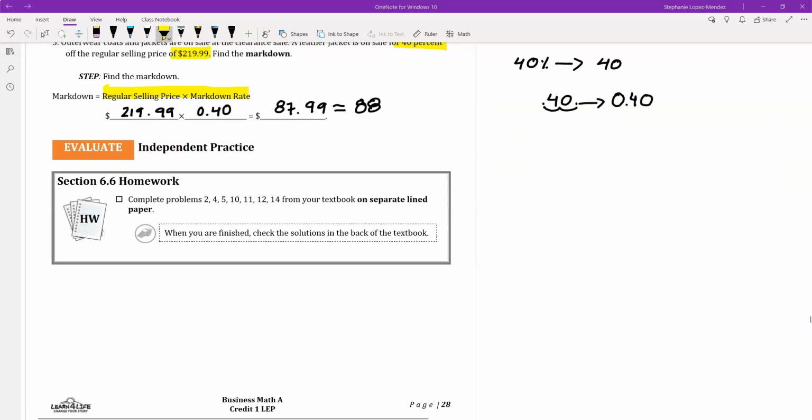Now go ahead and look for section 6.6 in your textbook so you can complete your homework. Complete problems 2, 4, 5, 10, 11, 12, and 14.